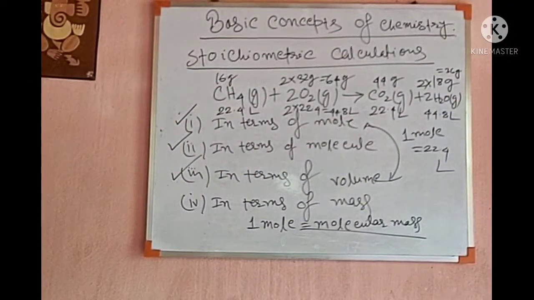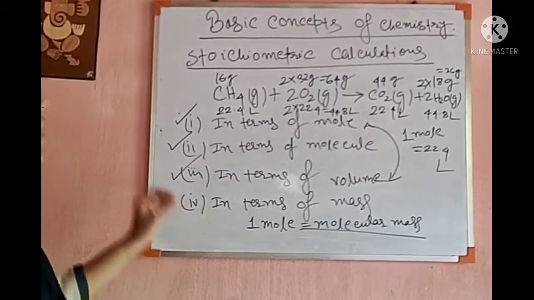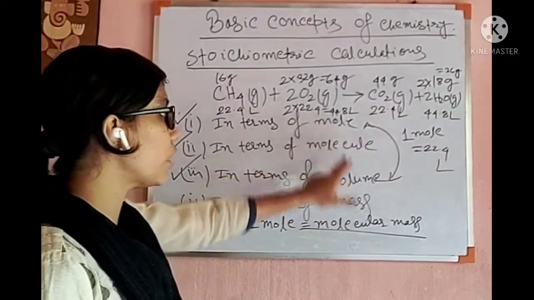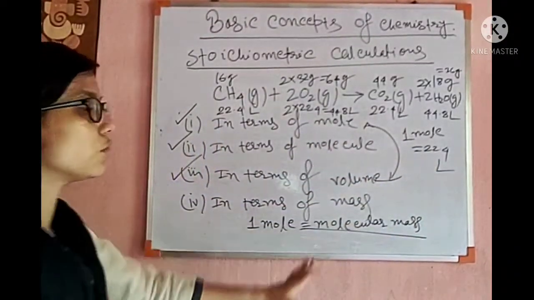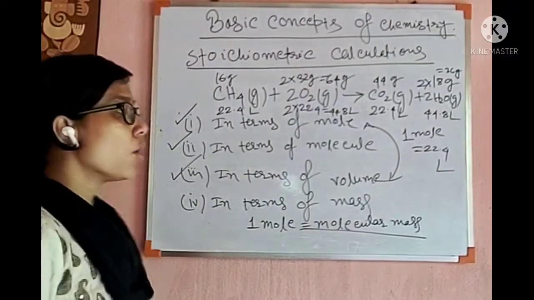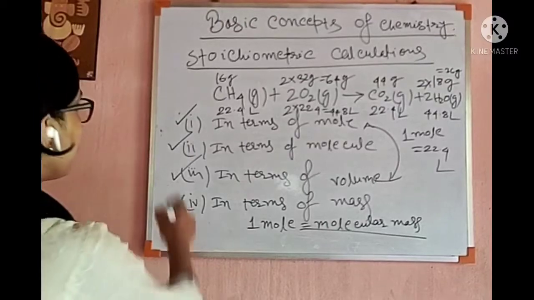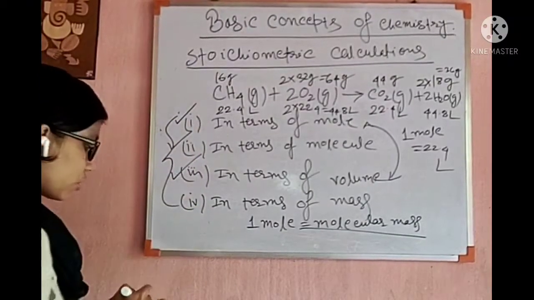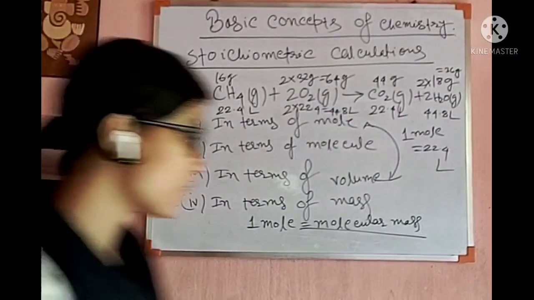So to represent the stoichiometry with respect to volume and mass, you have to find the relationship between mole and volume, and mole and mass. That is, 1 mole equals this volume, and 1 mole equals the molecular mass. Now when you are trying to solve a numerical, you have to see which of these 4 methods you will apply to solve it. So let's discuss an example.